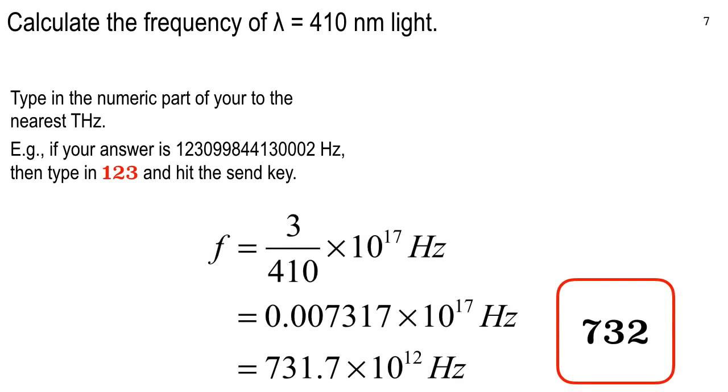Now here's the calculation. All right. We still have more, so don't turn that off yet. 3 divided by 4, 10. Then my 10 to the 17. So 3 divided by 4, that's going to be about 0.007317, and I think that one repeats as well, if I'm not mistaken. So that's 731.7, but to the nearest whole number of terahertz, 732.